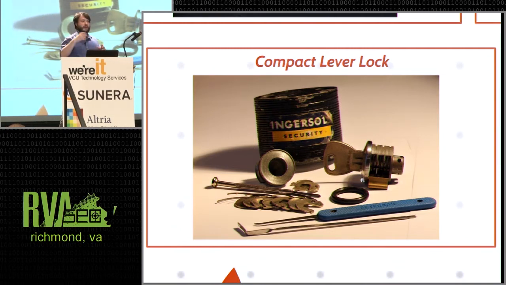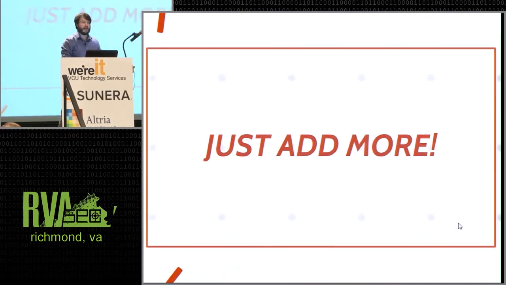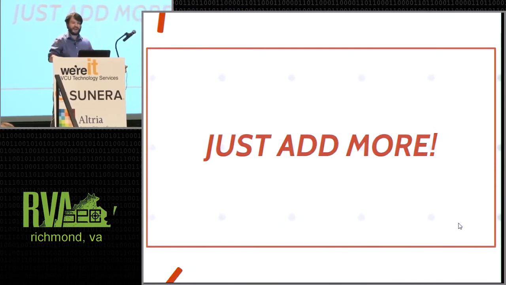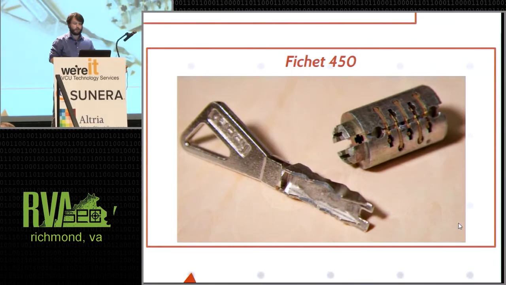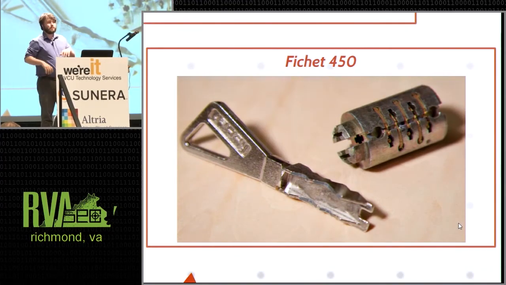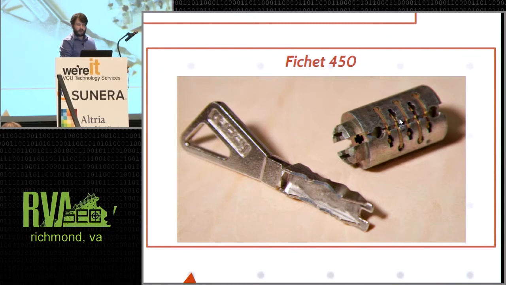It looks sort of like a double-sided wafer key, and it manages to pivot a series of levers through the middle, which you can see laying out here. And it's a devil to pick, and it's fantastic. But we also just love adding more tumblers to everything. So go to Fichet 450, and now we have a four-sided lever lock, pivoting levers across all of these points and on the back side of that as well.